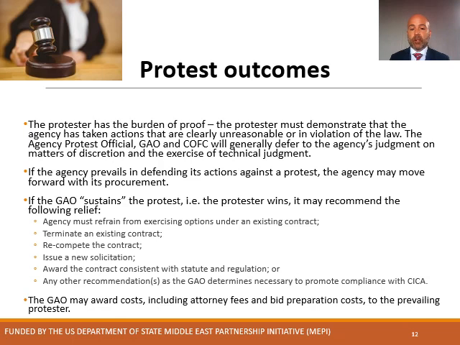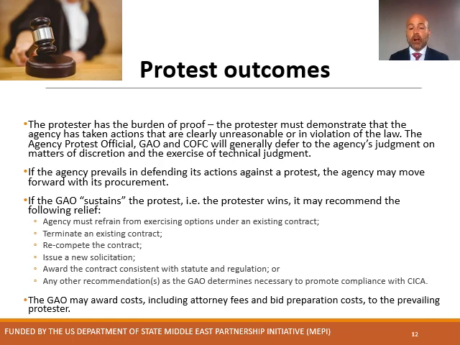The agency must refrain from exercising options if the protest involves the exercise of an option. The agency must terminate an existing contract. The agency must recompete the contract. The agency must issue a new solicitation. The agency must award the contract consistent with statute and regulation. Or finally, any other recommendations as the GAO determines necessary to promote competition. Again, those are basically the remedies that the GAO may recommend if it sustains a challenge.